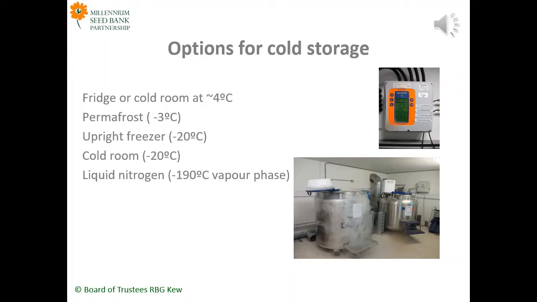Generally, freezers are used at -20. These can be upright freezers in labs or -20 cauldrons for large seed banks like the Millennium Seed Bank. If you're using the latter, you need cold room clothing. You need to be careful because -20 is a hazardous temperature for humans. We can only stay in there even with cold room clothing for 15 minutes.